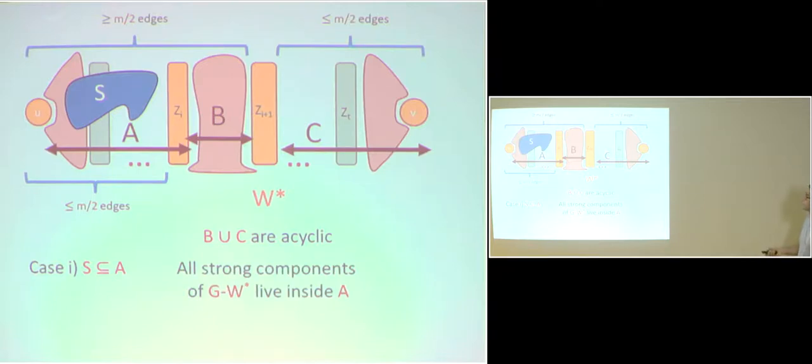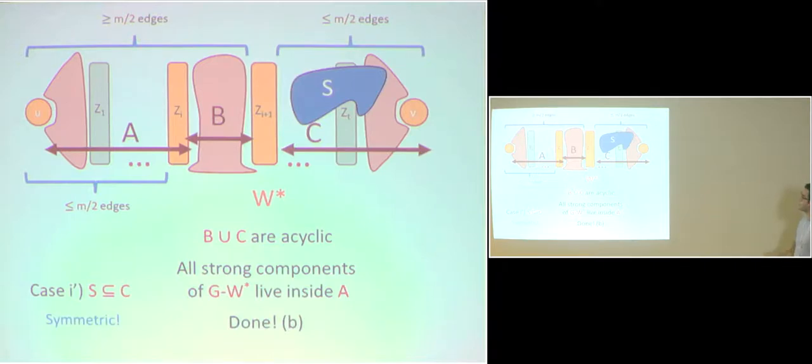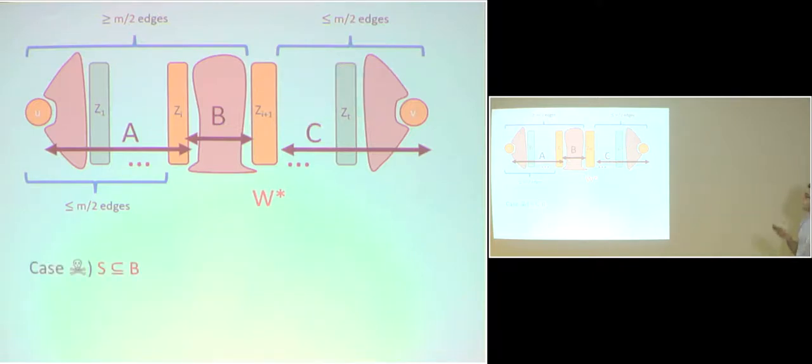So all non-trivial strong components of G minus W live inside here, but A has at most m over 2 edges, so we're done by case B. Now, in the second case, again, all non-trivial components live here, but here we have at most m over 2 edges, again done by case B. Okay, what if S lives inside here? This is actually the only interesting case.